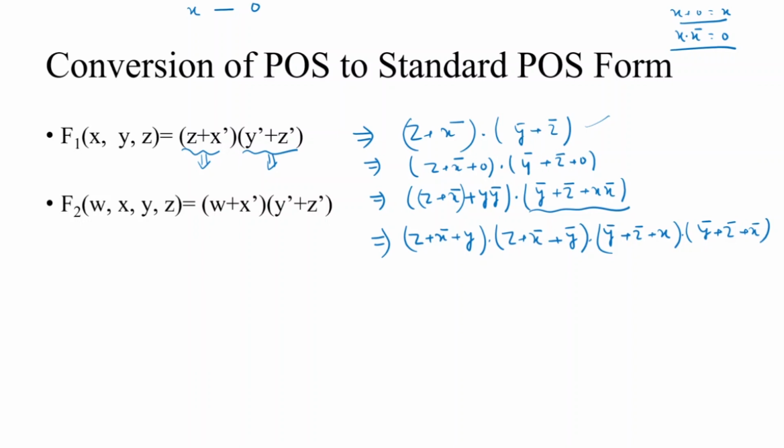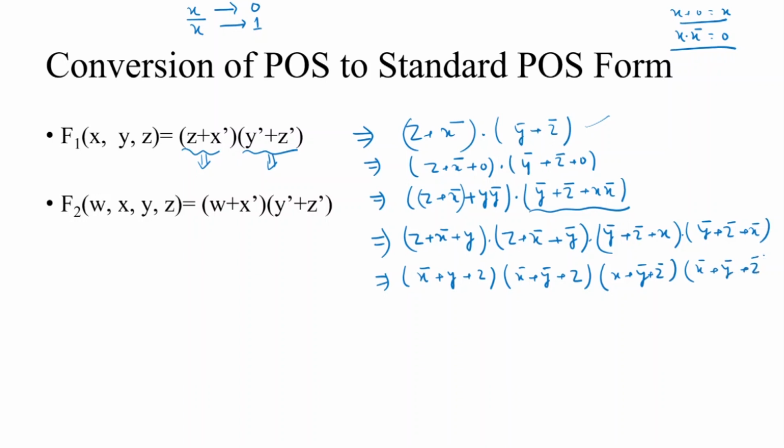But here it is just the reverse case. When a variable is present in its original form, like z here, we consider the value of z equal to 0. And when the variable appears in its complemented or prime form, we consider its value equal to 1. Here, first we arrange in the order of x, y, z. This is also written as x complement plus y plus z. Second is x complement plus y complement plus z. Third is x plus y complement plus z complement. And fourth is x complement plus y complement plus z complement.